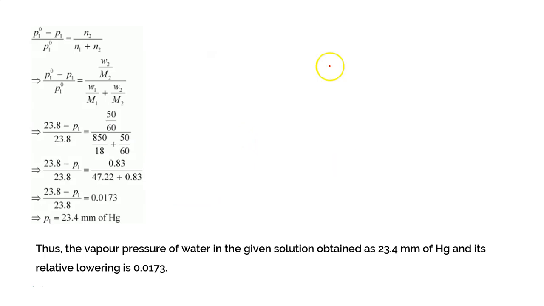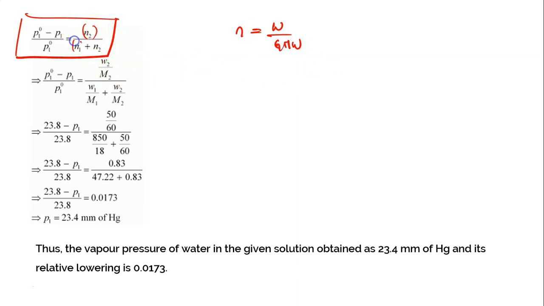And to calculate vapor pressure of the solution, we need to take the relation between the relative lowering of vapor pressure and mole fraction. So relative lowering of vapor pressure is equal to mole fraction of the second component, which is N2 by N1 plus N2. We already know that number of moles is equal to weight by gram molecular weight. So substituting the same in these number of moles, we will get this expression. And now simplifying this by substituting the known values, you will be calculating P1 as 23.4 mm of Hg.